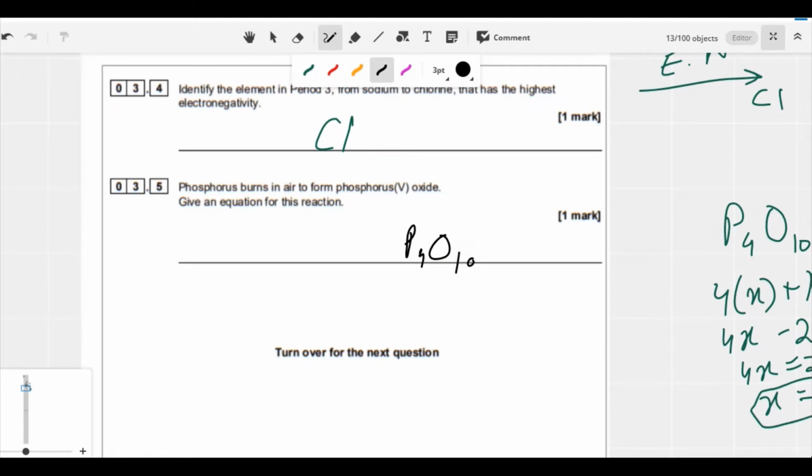So the product will be P4O10. Now the reaction is between phosphorus and air, and air means there is oxygen. So we can use O2 that reacts with phosphorus, which you can write as 4P or P4. In both ways, both are correct. Okay, I am going to write 4P plus 5O2, because there are 4 phosphorus atoms. And now we need to balance, so now the equation is balanced. So that is your equation.